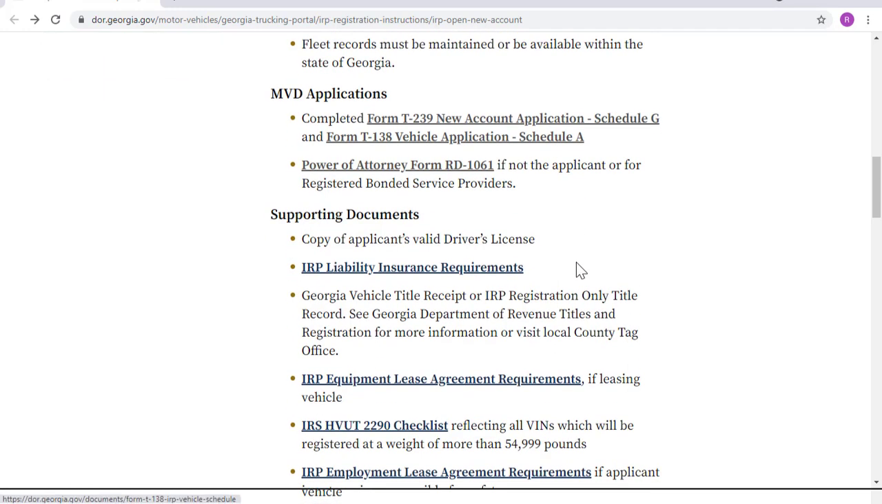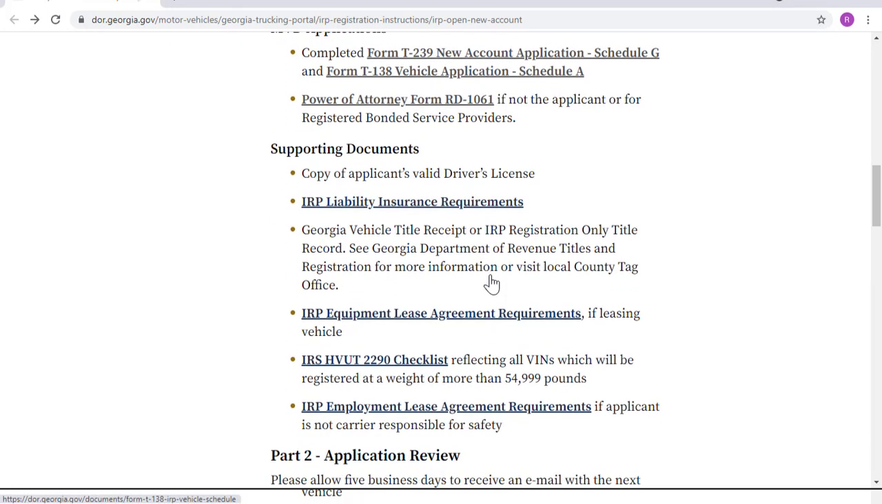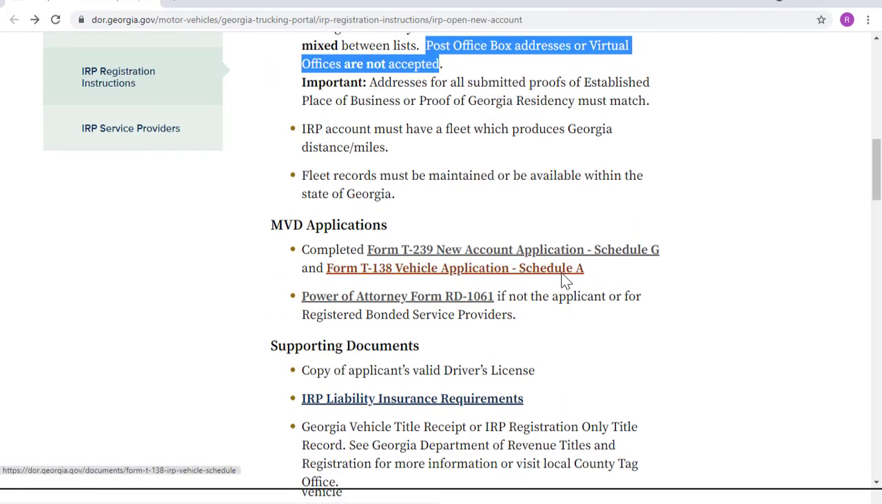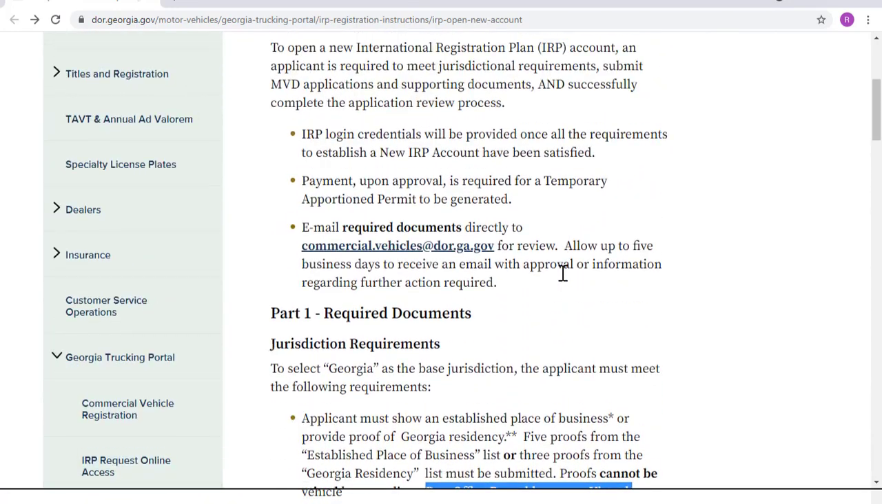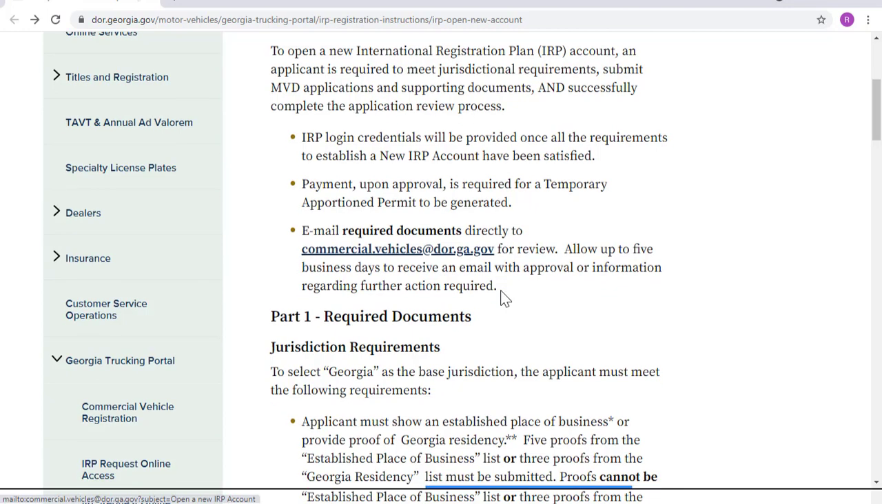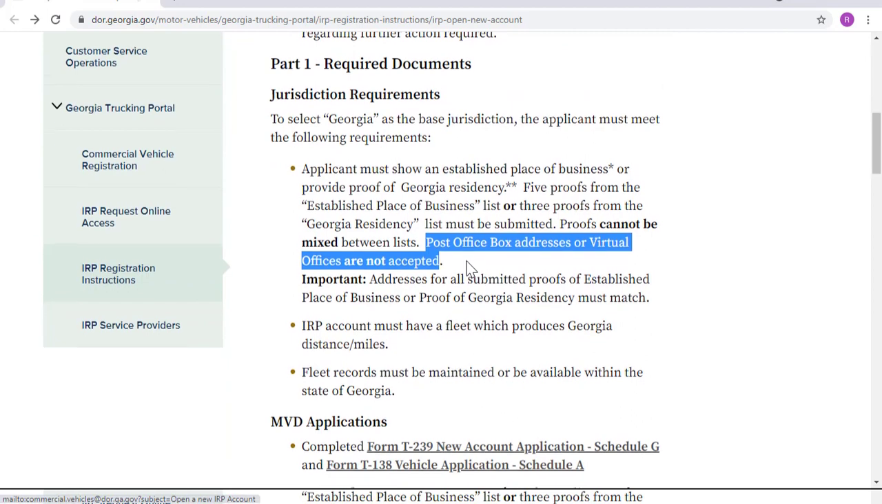All right, so let's go over some supporting documents real quick. These are the documents that you're going to include in that one email, guys. You remember we looked at this one email here? Yeah, commercial.v. This is the email address. This is where it all happens. You're not going to go anywhere else to submit your Georgia International Registration Plan, aka IRP, aka apportion plates and tags, okay? This is where you're going to go.